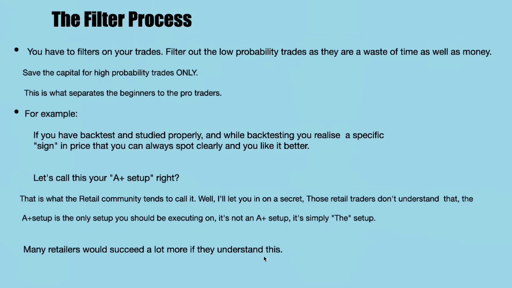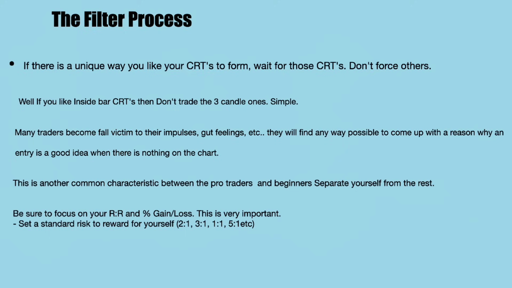To simplify, while backtesting, you'll see higher probability setups, like A+ setups, and lower probability ones as well. You might be tempted to execute on A+, B+, and C+ setups, but instead, you should treat that A+ setup as the only setup you should execute on, the one you can spot clearly. The highest probability setups are the only ones worth executing. Filter out everything else. If it's not an A+ setup in your eyes, don't take it. For instance, if you prefer inside bar CRTs, wait for those. Don't force other types of CRTs. There will always be more opportunities. For example, if you like inside bar CRTs, don't trade the 3-candle CRT.